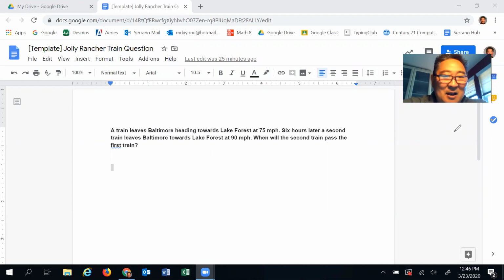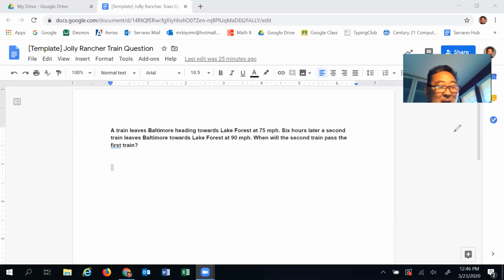But remember the question from last Friday said, a train leaves Baltimore heading towards Lake Forest at 75 miles per hour. 6 hours later, a second train leaves Baltimore towards Lake Forest at 90 miles per hour. When will the second train pass the first train?